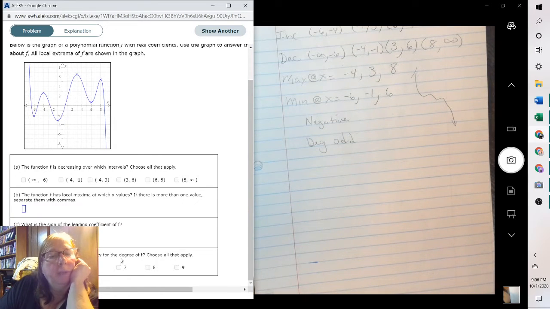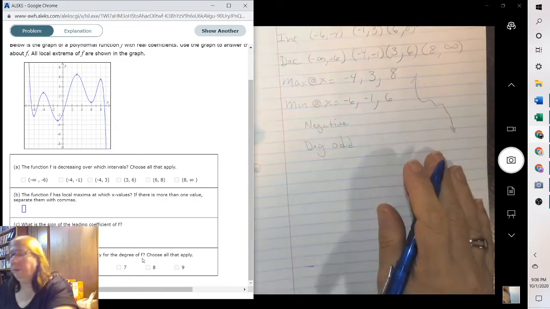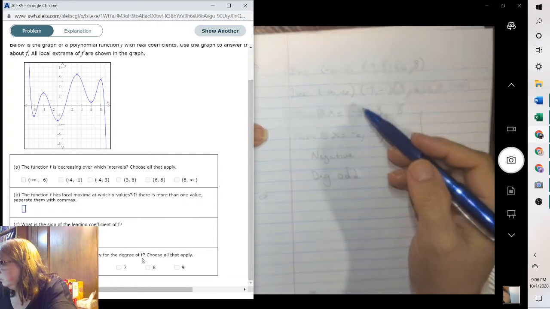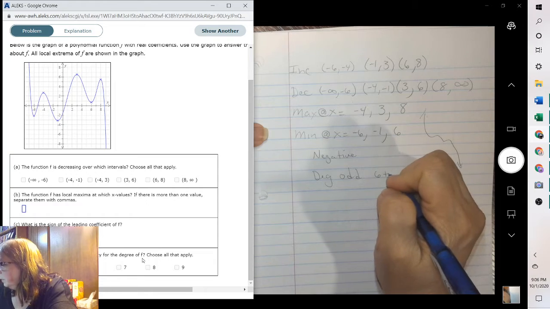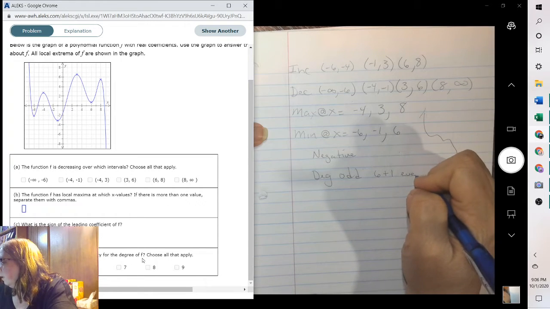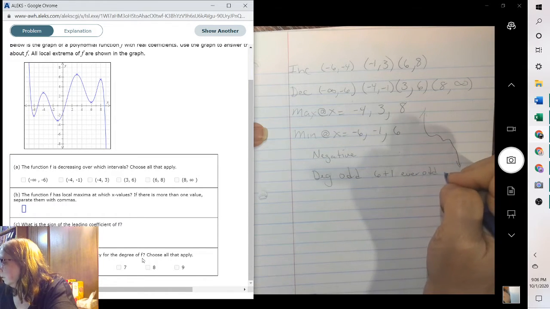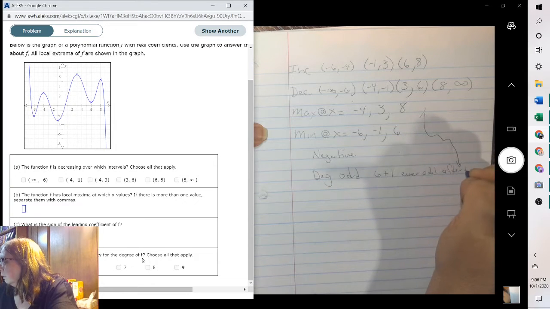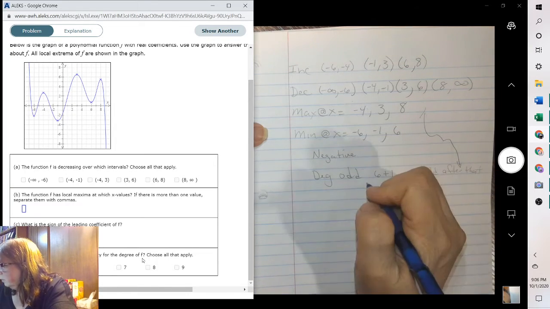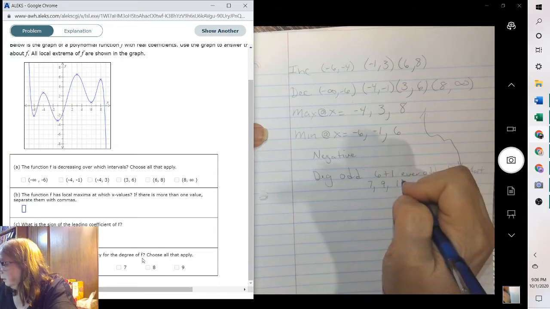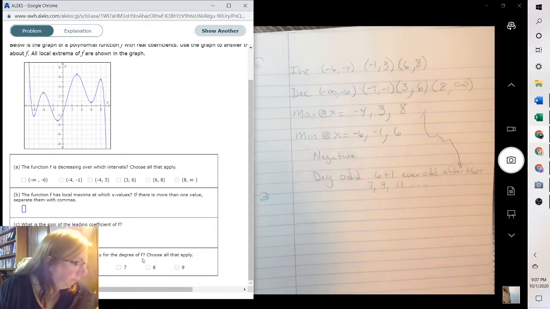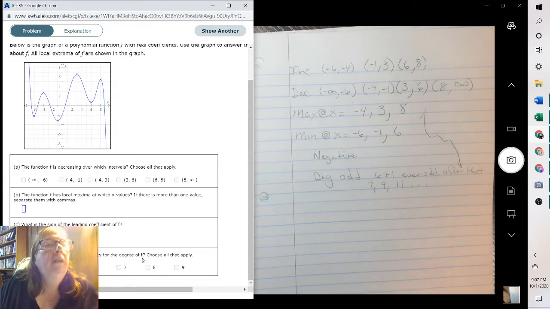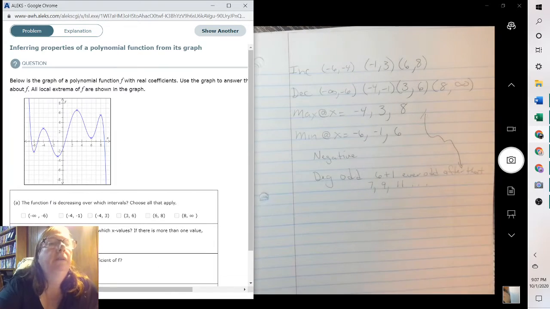Which of the following is possible for the degree? Well, we know it's odd. Now count your maximins. 1, 2, 3, 4, 5, 6. It's going to be 6 plus 1 and every odd after that. So 7, 9, 11.